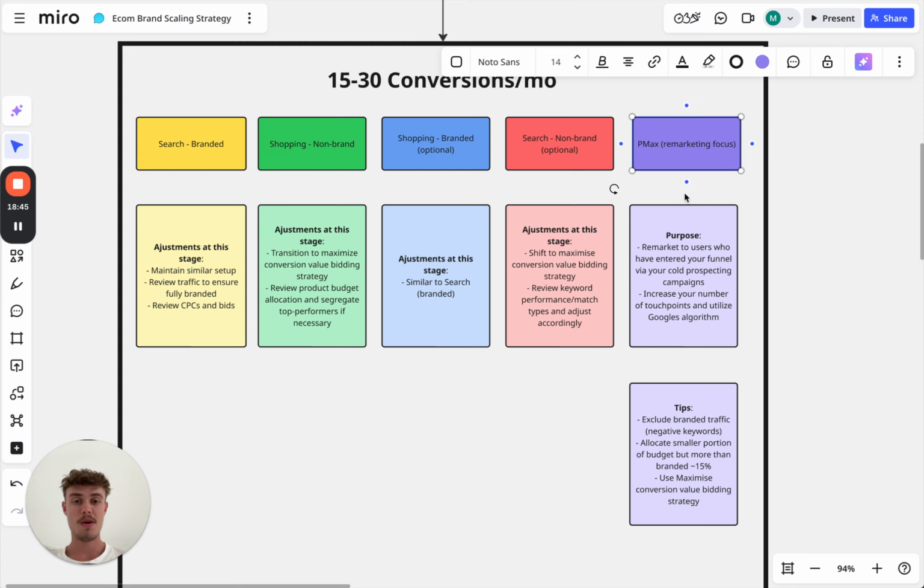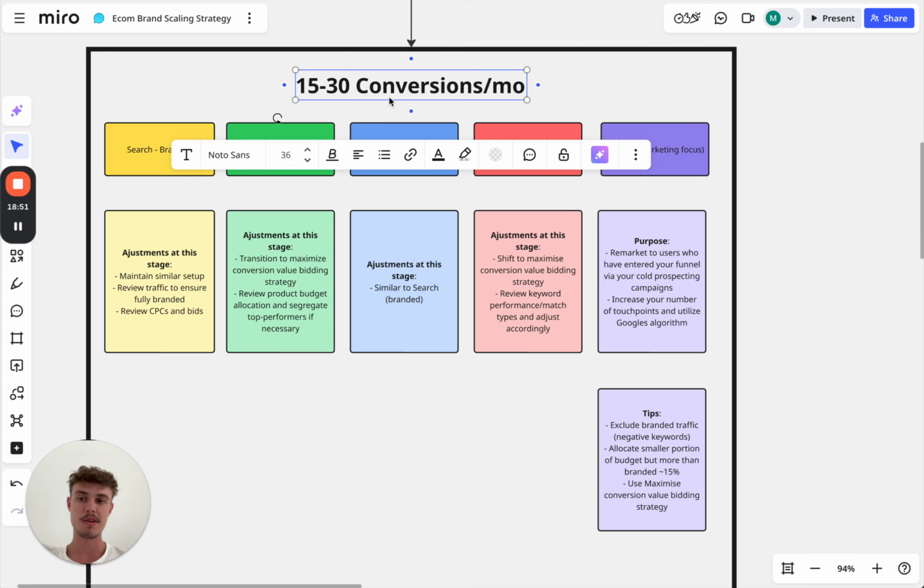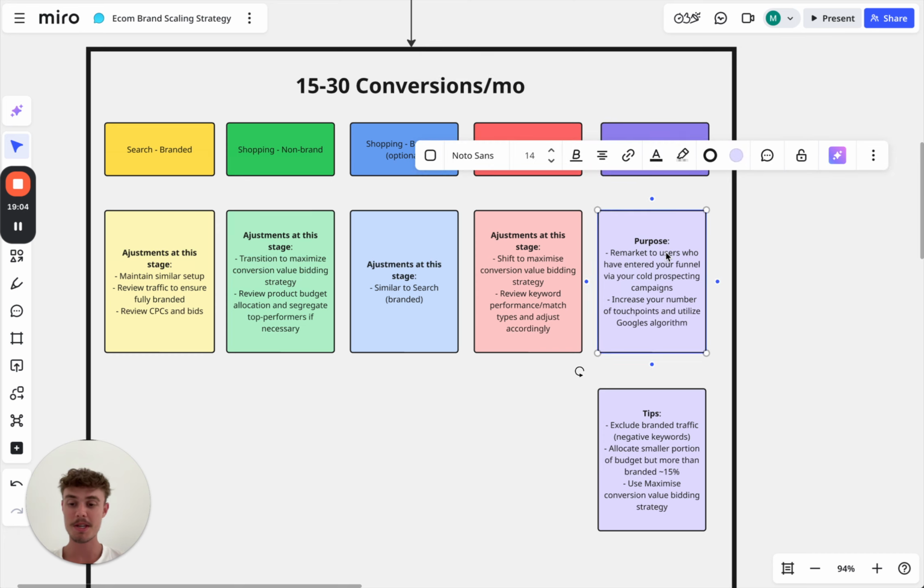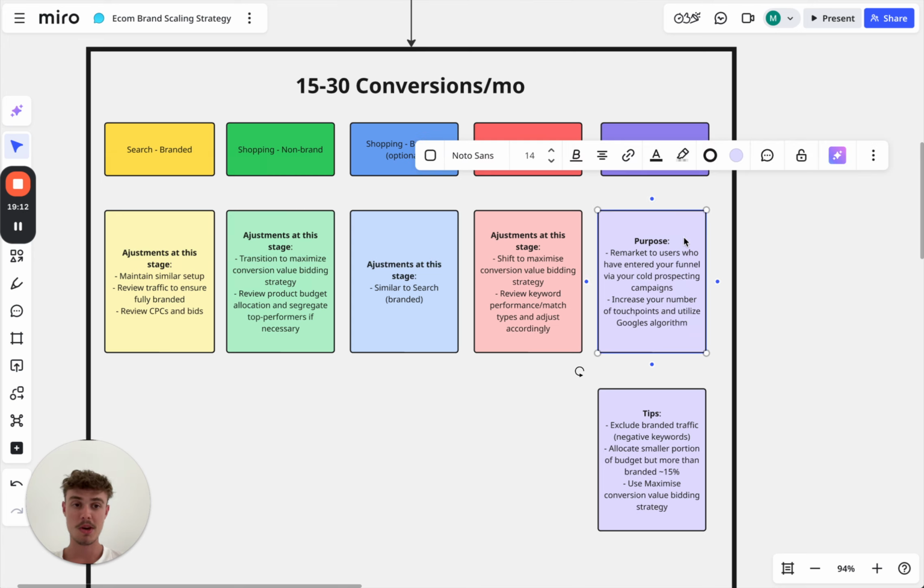All right, and then what we are adding at this point in the piece is a remarketing focused PMAX campaign. So now that you have these conversions coming through to your account, like I said, you can start to leverage Google's automated bidding. You can also start to leverage Google's AI-powered algorithms, which are primarily inserted within PMAX campaigns, right? Now, these PMAX campaigns are very powerful. They can get you a lot of conversions. They can drive a whole lot of traffic and a whole lot of volume, but you need to use them the right way.